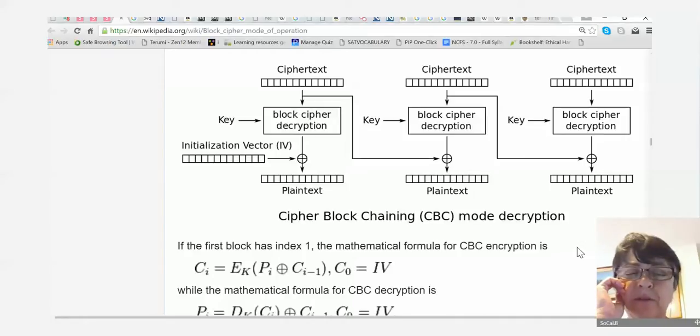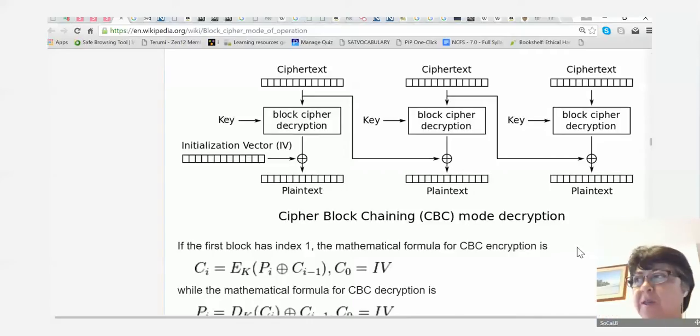Yeah, Terry. That's right. The second ciphertext block. Yeah, what's the problem with that, Terry? And you're right. What is the problem with that? That's right.